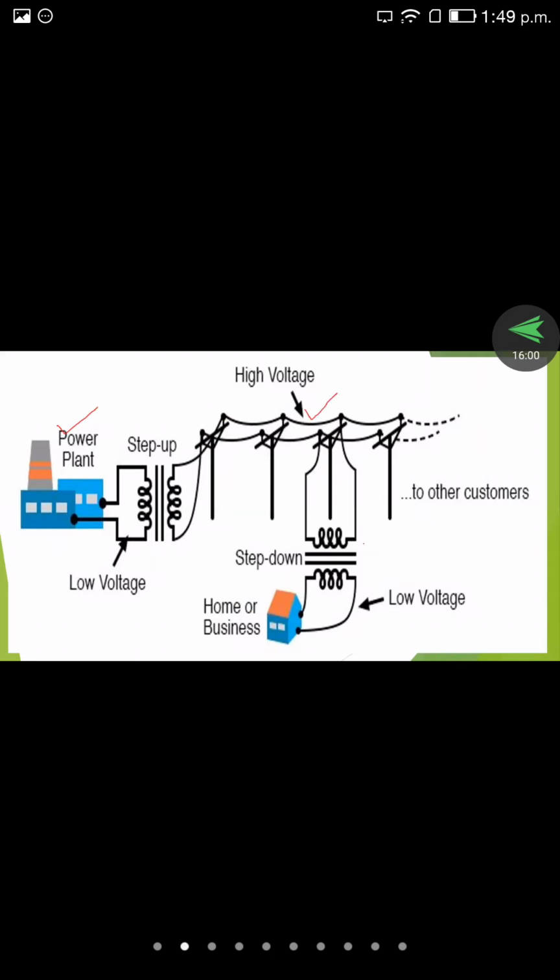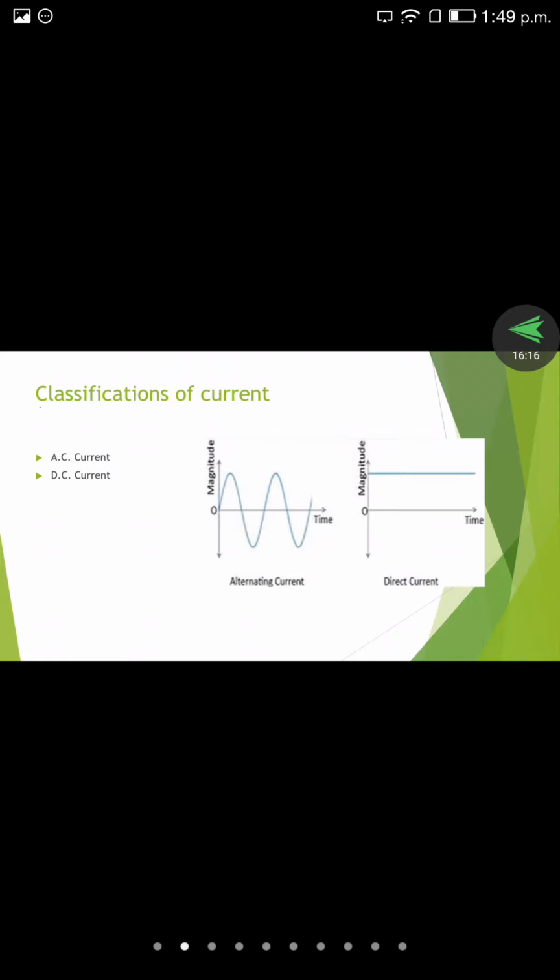Next, we already discussed the classification of current. It is classified into two types. One is AC current, the second is DC current. AC is nothing but alternating current, and DC is nothing but direct current.